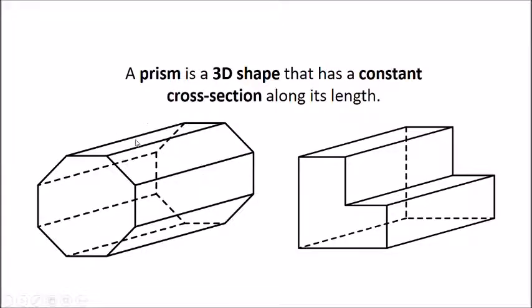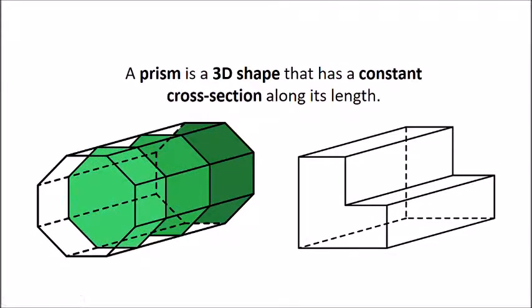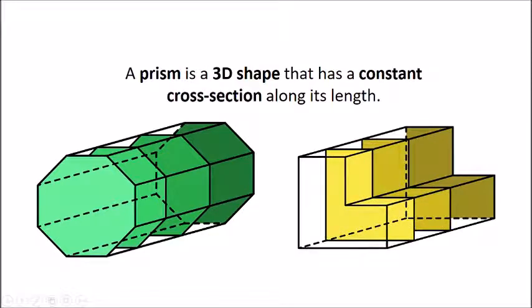Okay, so this first one, I'm going to tell you, well, yes, it is a prism. I know it's a prism because it has a constant cross-section. So I've got this octagon here, and no matter where I chop this shape, I'm always going to have that same octagon. So similarly, on this next shape, I have this L shape as my cross-section, and no matter where I cut the shape, that slice is always going to look like an L shape.